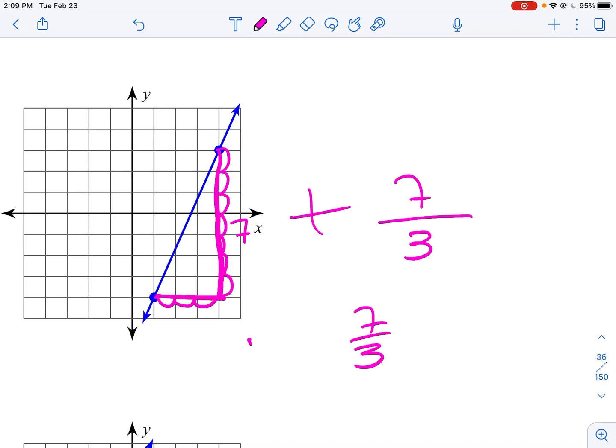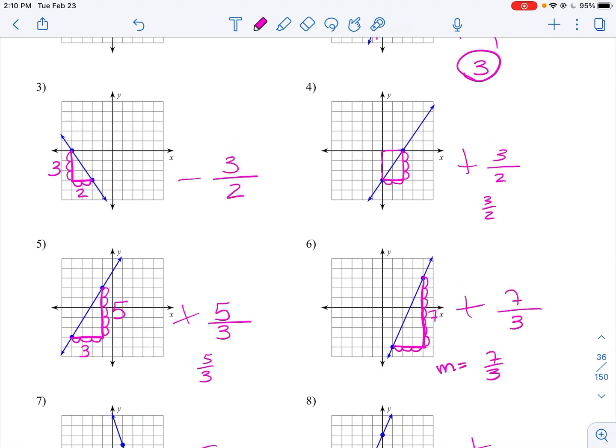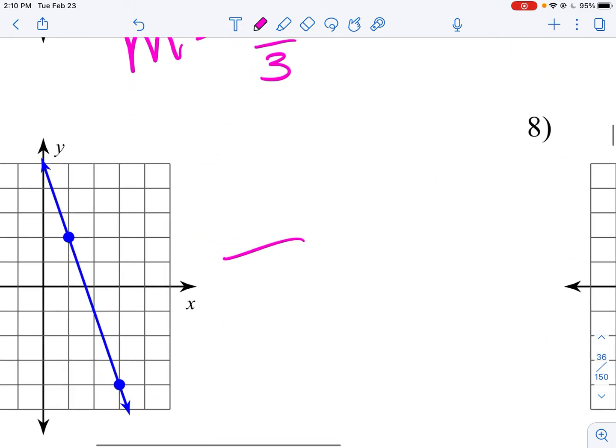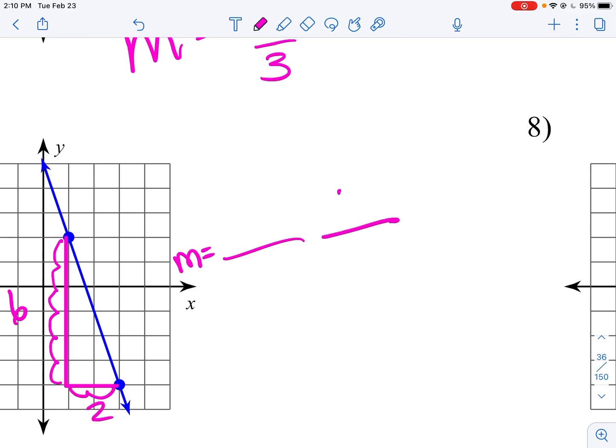7/3 is my slope. And I guess I should be putting m equals in front of each one of these. That was not very smart of me not to put it, because remember, slope is m. So we'll come down to this one, and I'll write a little m right here. There we go. So I'm going to go up 1, 2, 3, 4, 5, 6. And I'm going to go over 1, 2. Remember that that is negative, so negative 6 over 2, which is negative 3.